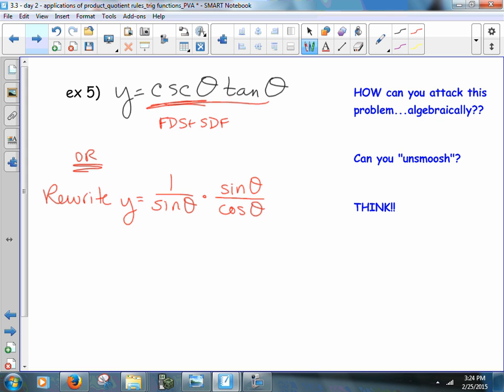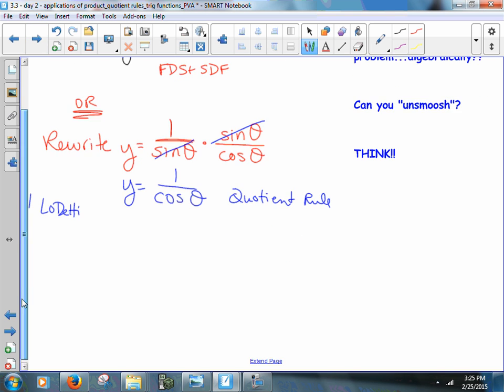Don't you know that cosecant is 1 over sine and tangent is sine over cosine? You totally know that, don't you? We do know. Okay, then what can I do? I can cancel out the sines, and it's going to leave me with a new, simplified function. That's this 1 over cosine. And then I can use the quotient rule, which is going to be very, very easy. Okay? Low d high... all right, here we go.